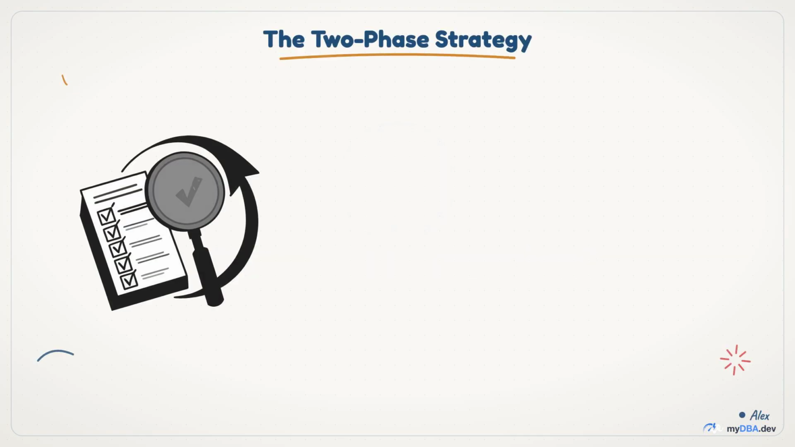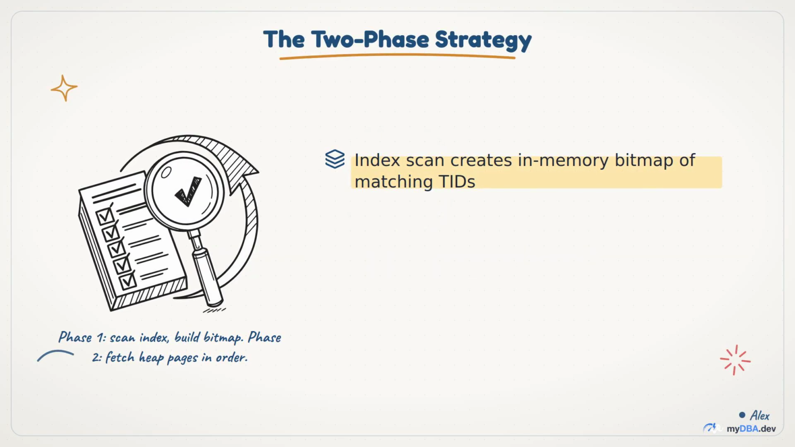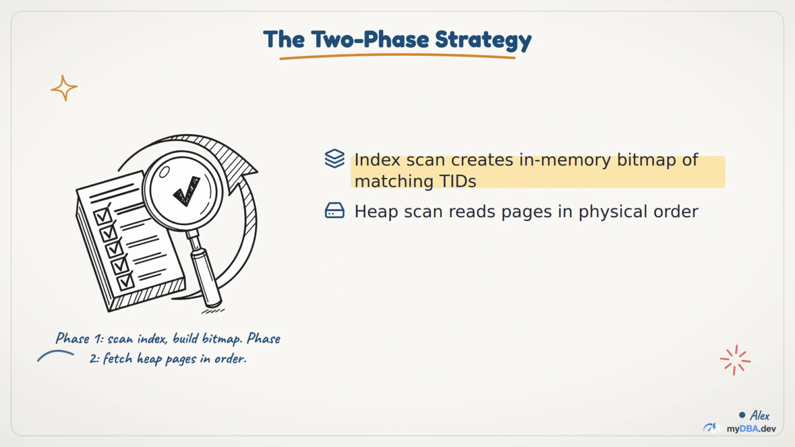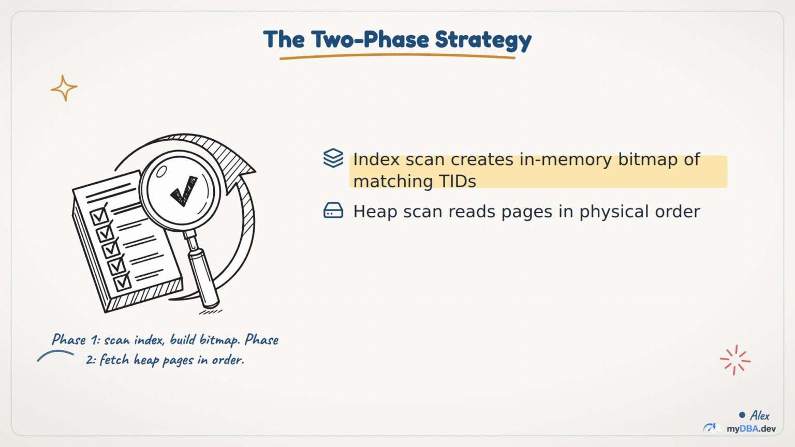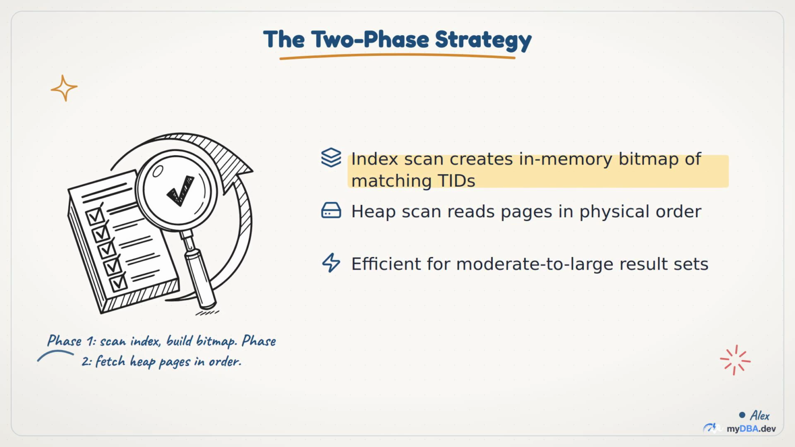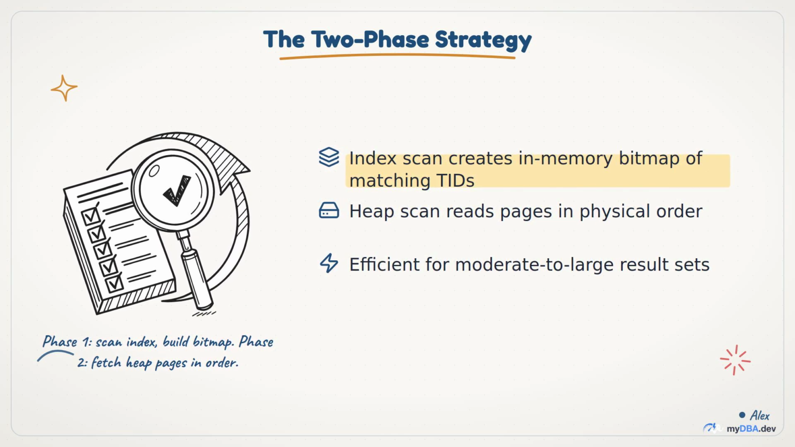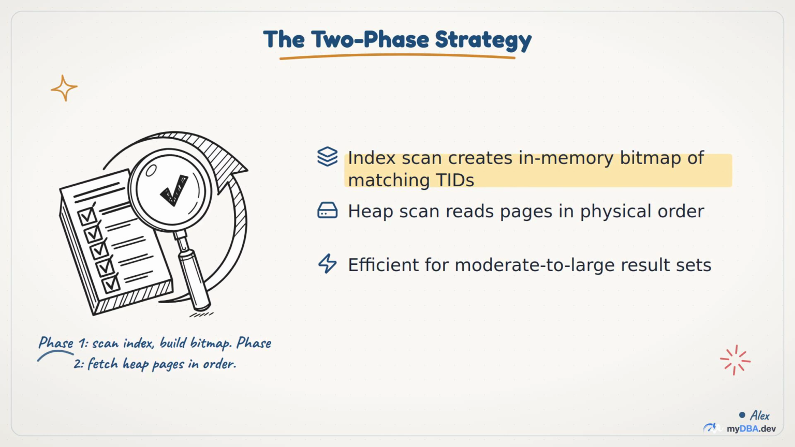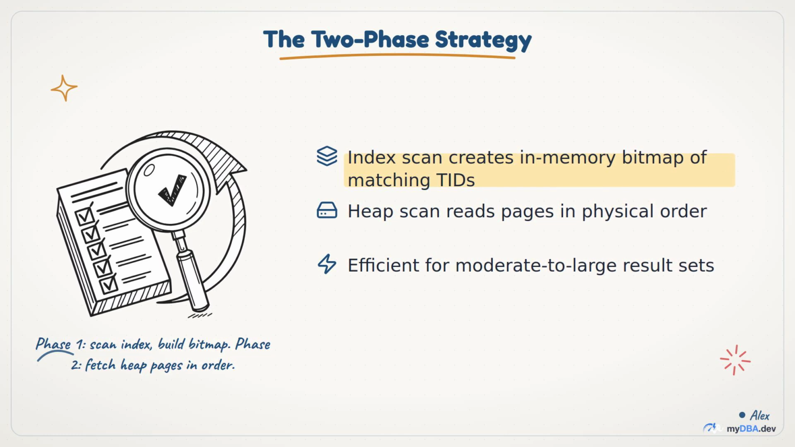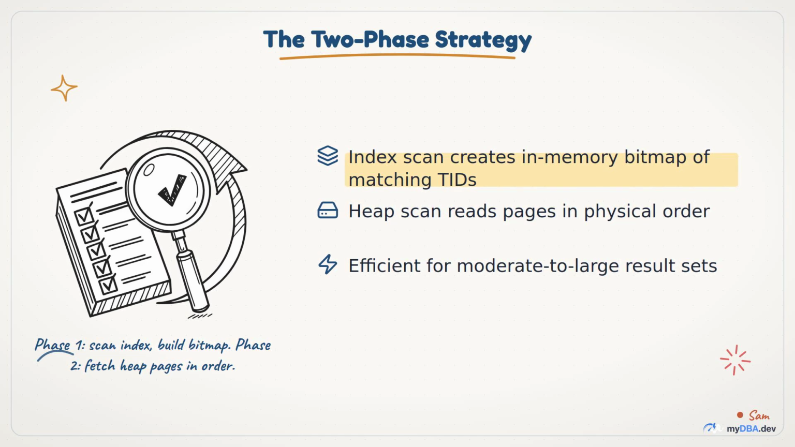A Bitmap Heap Scan is a two-phase operation. First, Postgres scans the index and builds an in-memory bitmap of tuple identifiers, TIDs, that match your WHERE clause. Then it reads the heap pages in physical order, not index order. That's the key difference. Why go through that extra step?